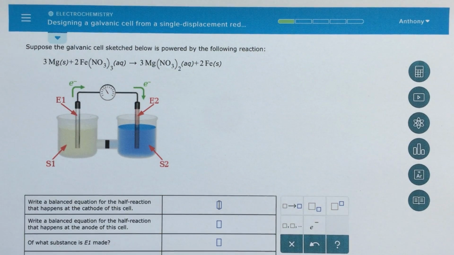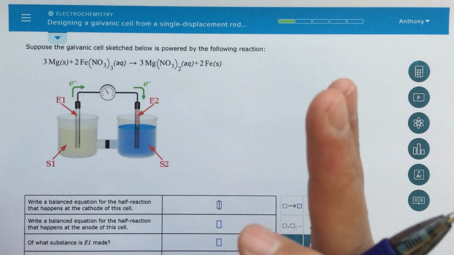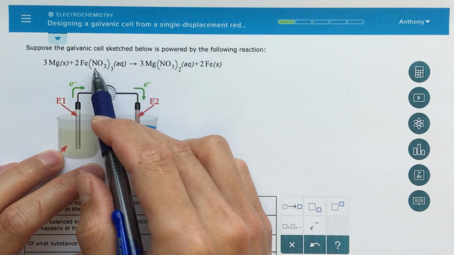Okay, so this is an ALEKS topic called Designing a Galvanic Cell from a Single Displacement Redox Reaction. This is a pretty straightforward topic, but I just wanted to run through it pretty quickly to make sure that we're all straight on it. The first thing I'm going to point out is the presence of this nitrate.